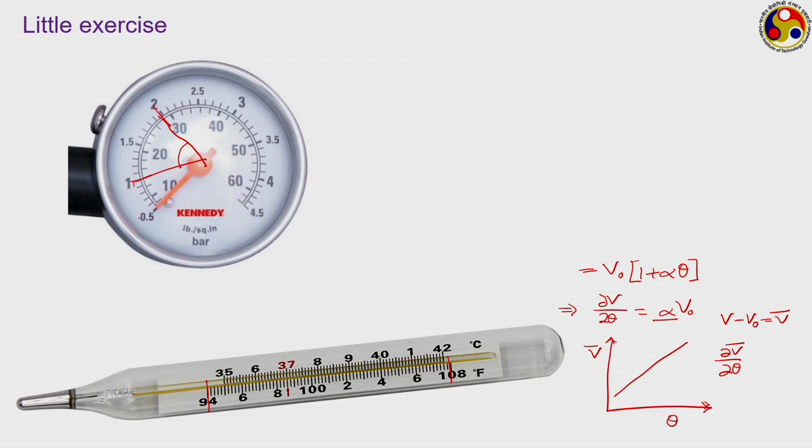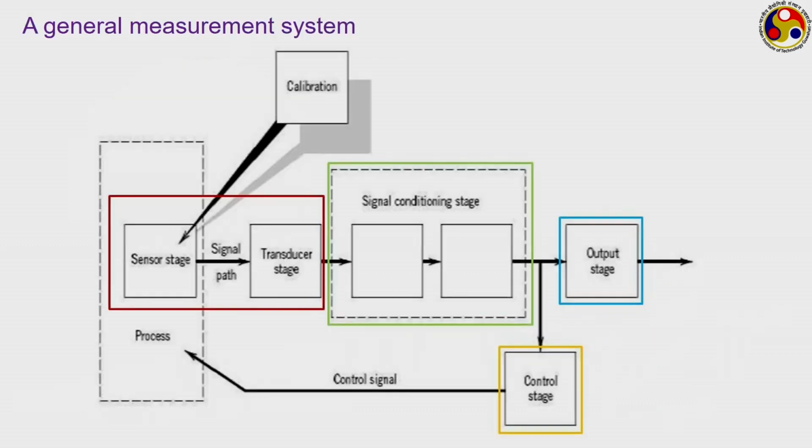Now let us move to the next topic of our discussion. This kind of diagram we have already seen for a general measurement system. We know that we initially have an input stage, then a signal conditioning stage, and then an output stage.